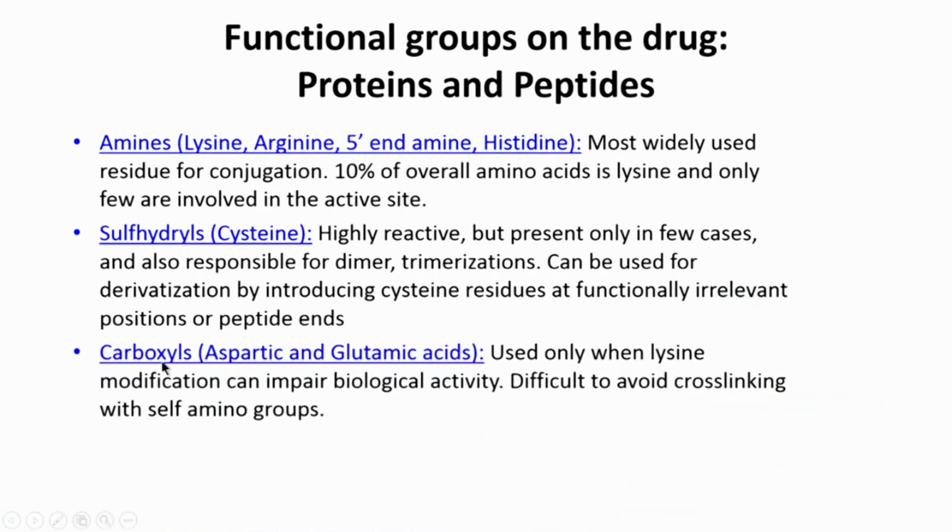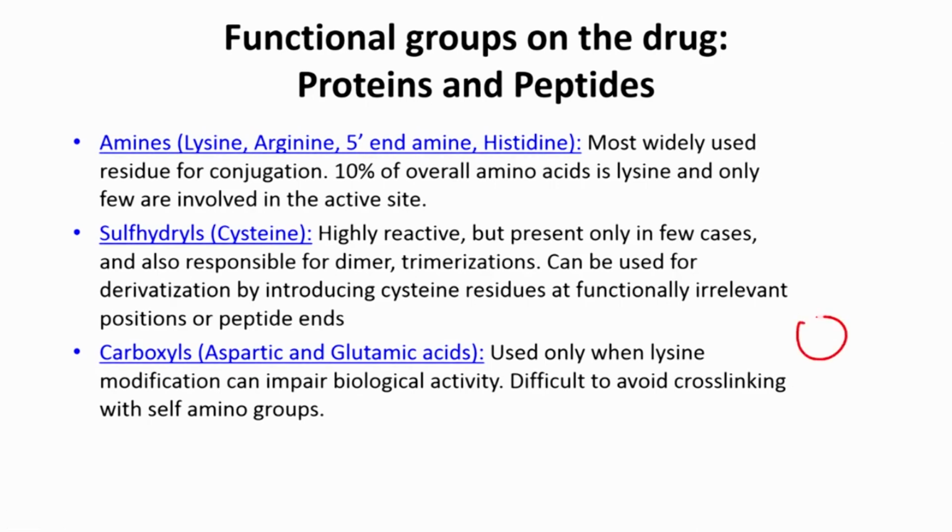And then we have amino acids such as aspartic acid and glutamic acid, which also have carboxyl present on them, and the C terminal end of the protein will also have a free carboxyl. You can use them, but typically you only use them when lysine modification is having some issue, because maybe it is causing a decrease in the activity of the protein, then you can go to the carboxyls. The problem is that most proteins contain both amine and carboxyl, so if you use carboxyl, it is very easy to cross link the protein.